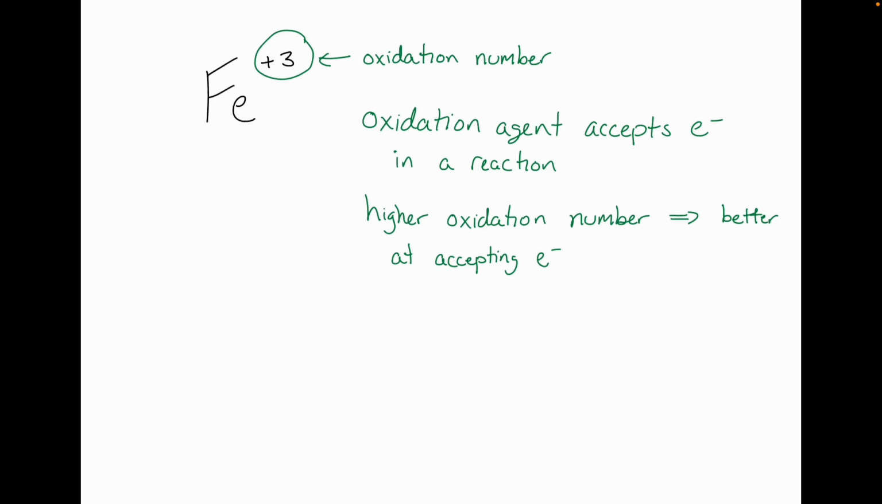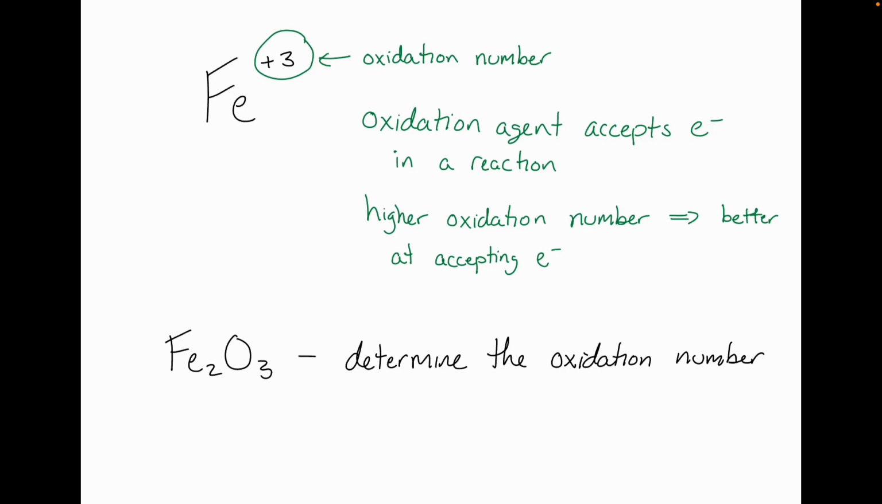All right, so rust is Fe2O3. All right, that's the formula for rust. And you guys can just trust me on that. What you need to be able to do is determine the oxidation number of iron in rust, in this compound here.